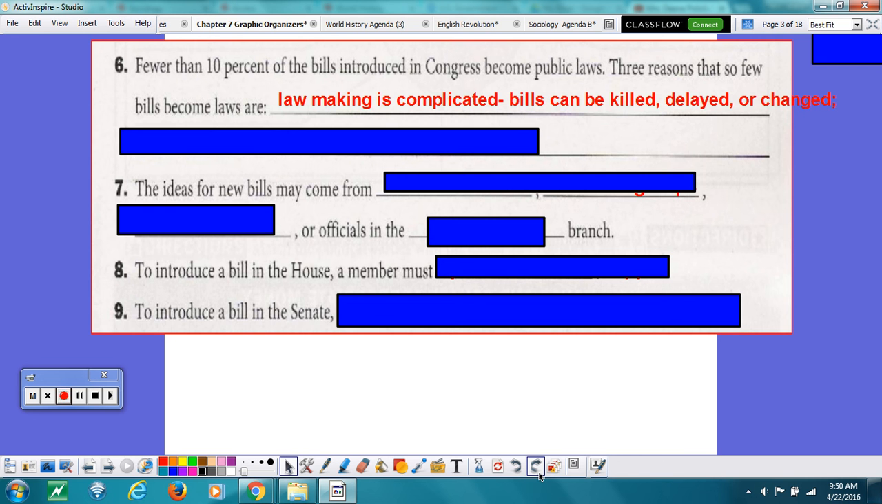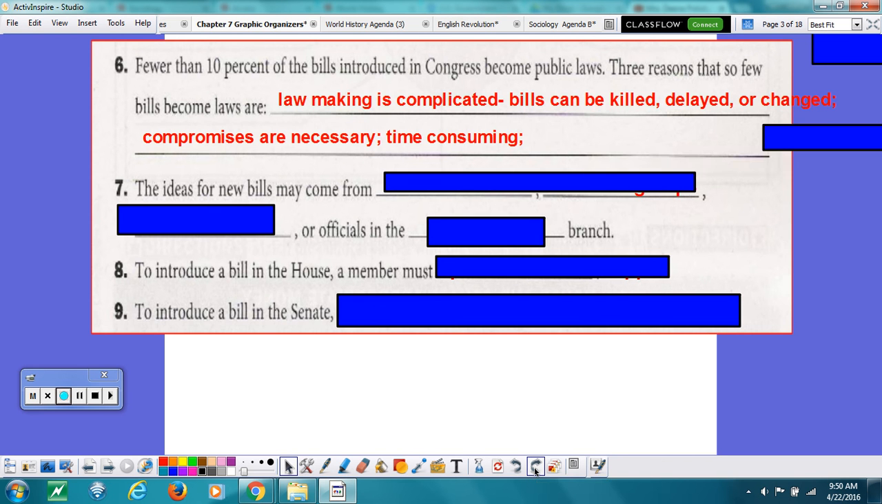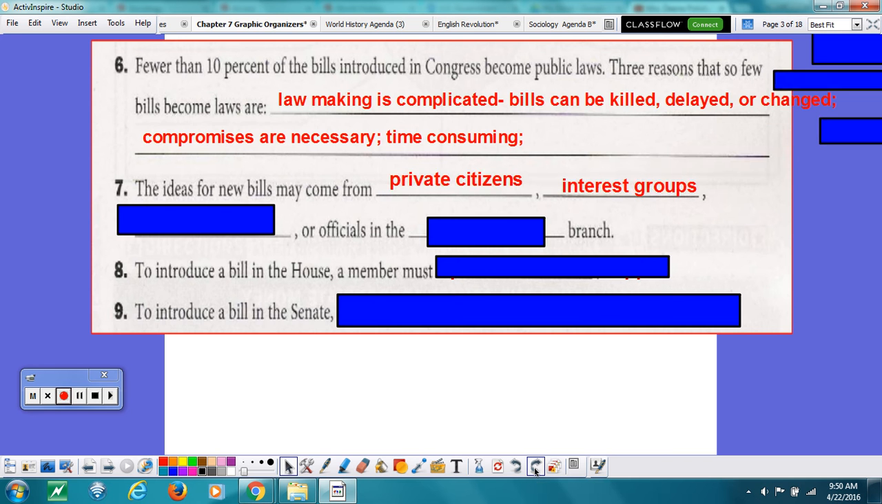One is that there are a lot of ways that you can delay or kill or change a law. There are a lot of compromises that have to take place to make a bill become a law, and the whole process can be very time consuming. And number 7, new ideas for bills have a tendency to come from private individuals and interest groups. Interest groups hold a lot of power in this process today because lobbyists in Washington typically make a lot of money. As a matter of fact, a lot of former lawmakers become lobbyists, and they have that influence.